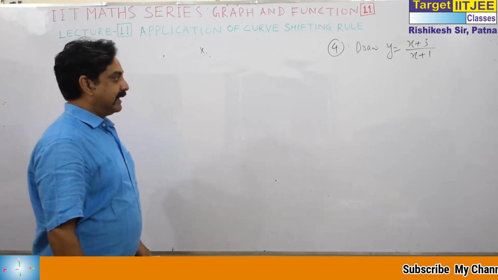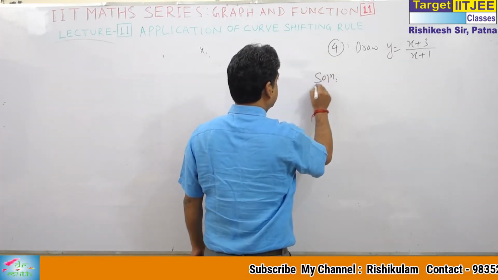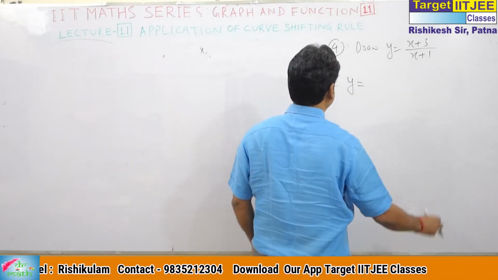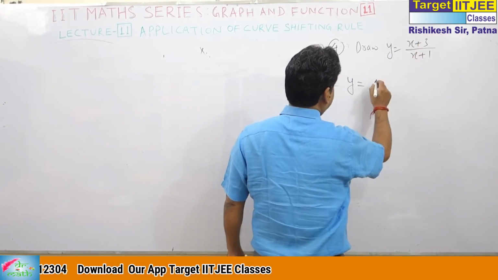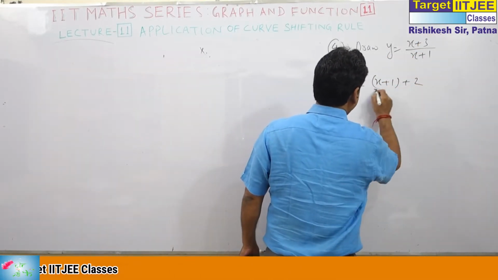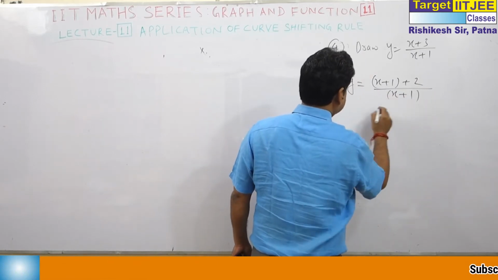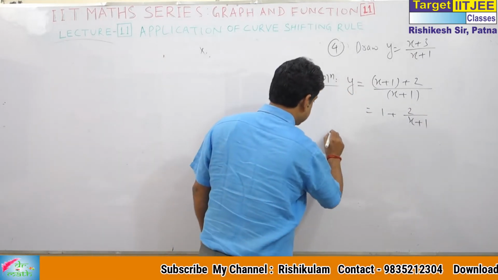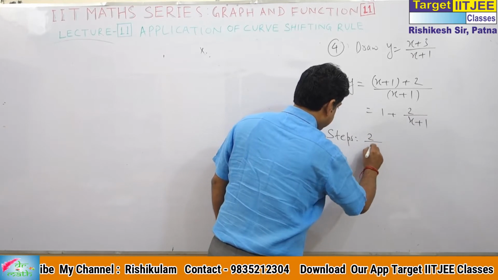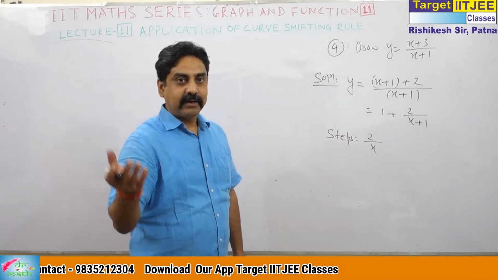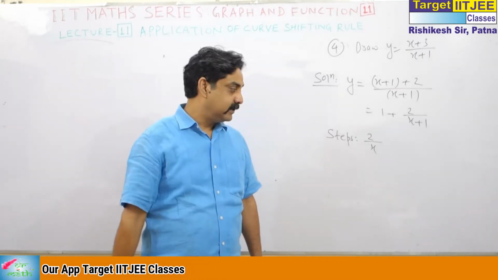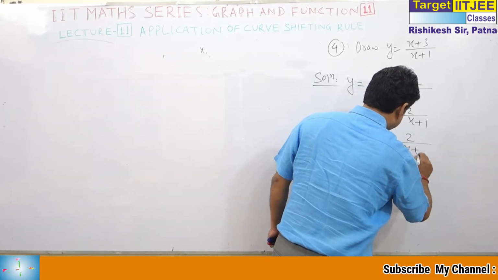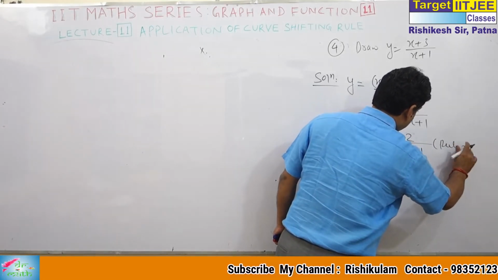We can do as follows. Actually, we have to do some modification. This is actually y is equal to x plus 1 plus 2 by x plus 1, which means this is 1 plus 2 by x plus 1. I start with 2 by x. 1 by x, 2 by x, 3 by x are all the same form k by x when k is greater than 0. Then I will do like this. Simple one. 2 by x plus 1. This you can say is rule 1.